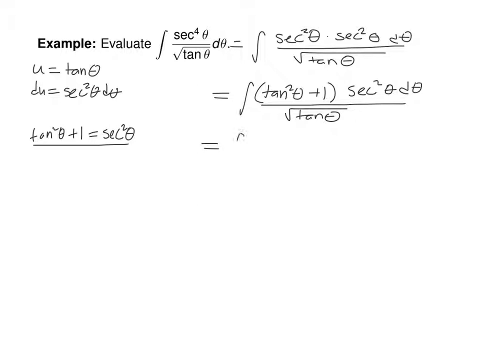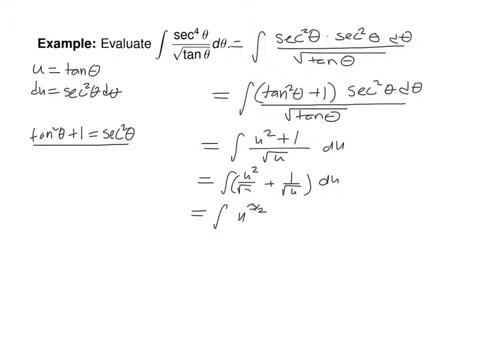And make your substitution now. This becomes the integral of u squared plus 1 over square root u du. The way to think about this is that it's like the distributive property just for division. What you have is u squared over root u plus 1 over root u. And for u squared over root u, those exponents subtract, so 2 minus 1/2 is 3/2. So u to the 3/2 plus u to the negative 1/2 du.